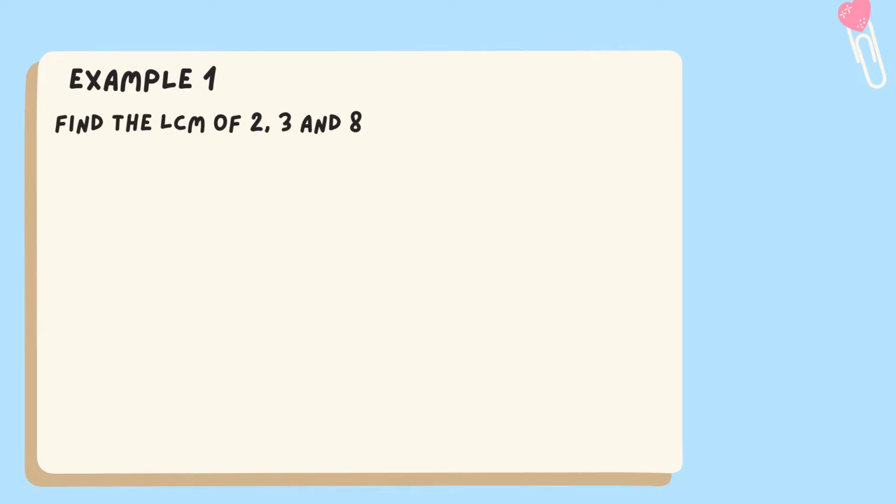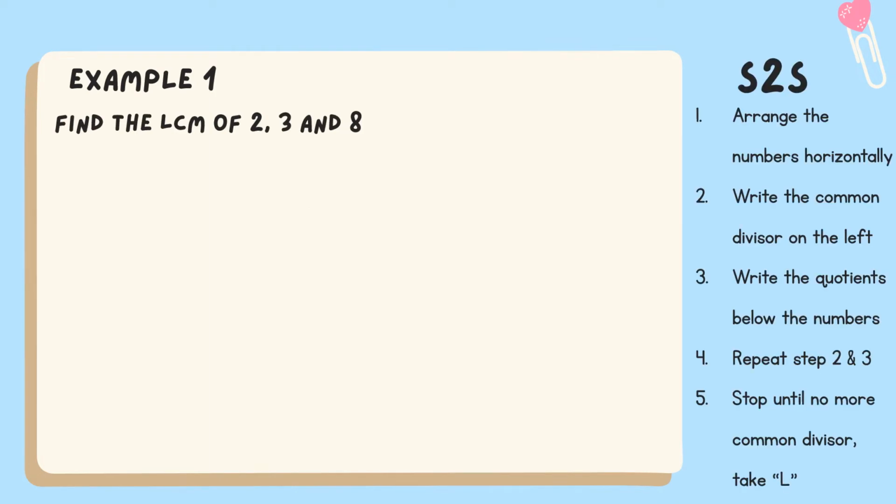Example 1. Find the LCM of 2, 3, and 8. Our S to S is right here on this side. May I remind you the step to success is the same as it was from yesterday, our previous lesson. So this time I'm not really gonna touch on the details of each step. I believe you have learned that in our previous lesson. But today I'm just going to show you how to find the LCM with three numbers using the continued division.